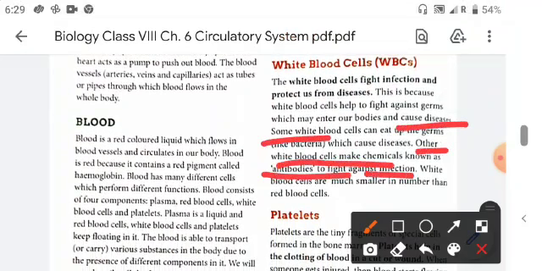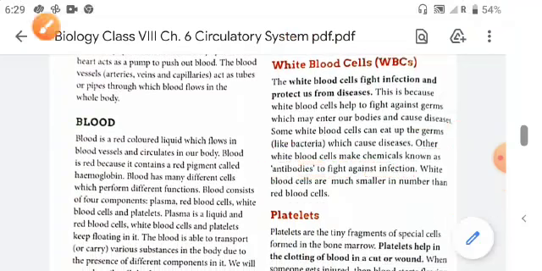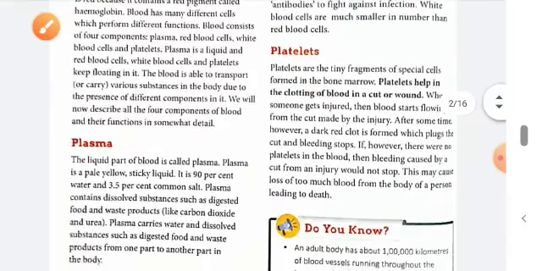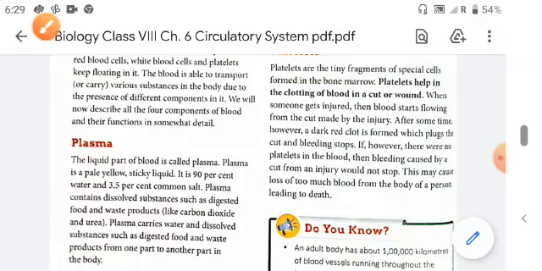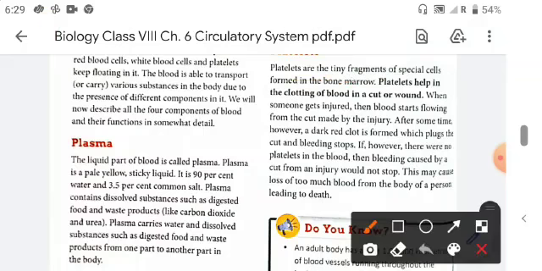Now white blood cells are much smaller in number than the red blood cells. That means red blood cells are the maximum in number compared to white blood cells. Now platelets are tiny fragments of a special cell. It is formed in bone marrow. Where are platelets found? In bone marrow.